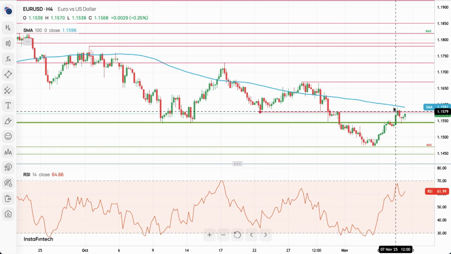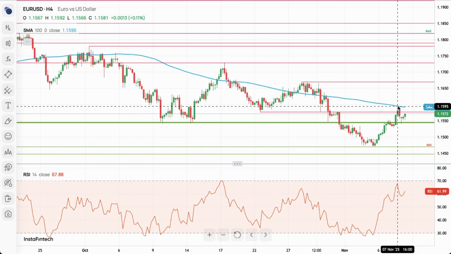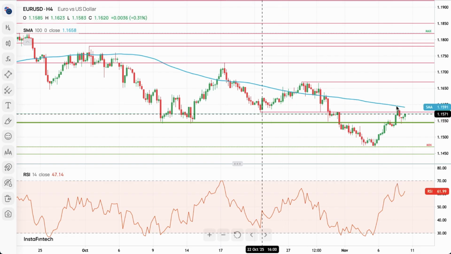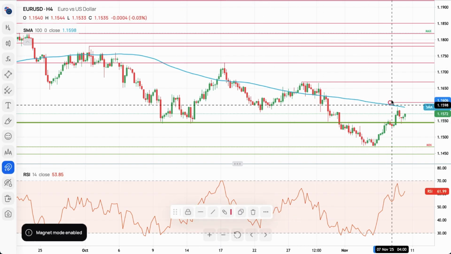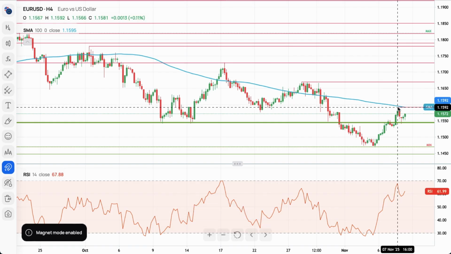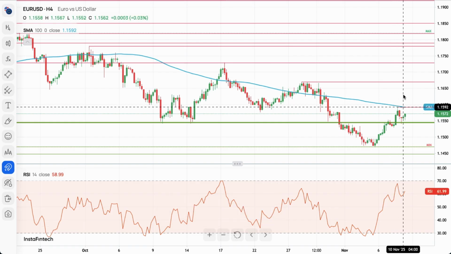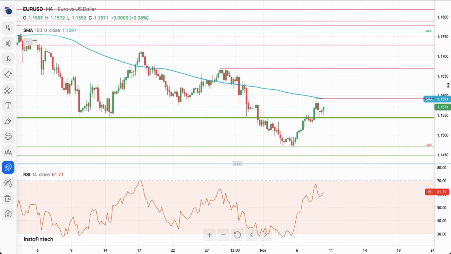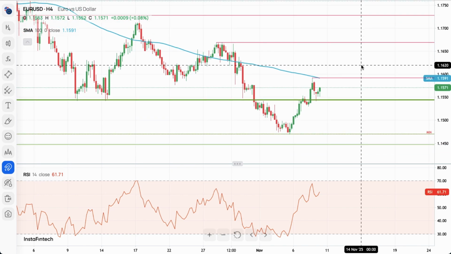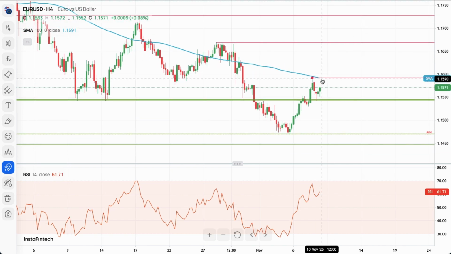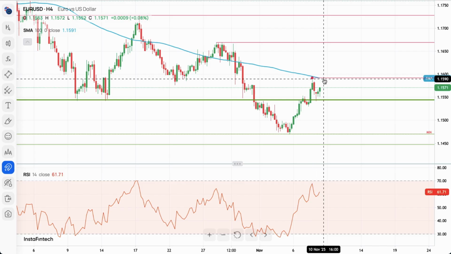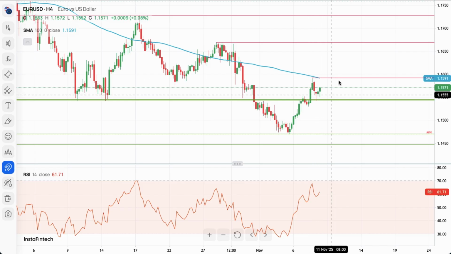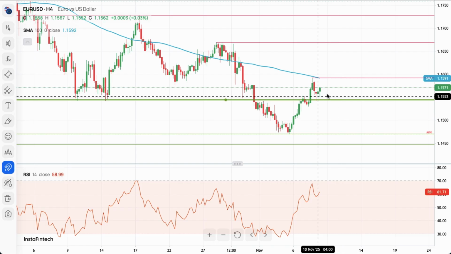1.1591, but the rally was capped just there, as you can see above this old technical resistance. So let me just change the local high for the technical resistance now. All right, so it looks like we got a pretty nice resistance made here, and the 100 periods moving average might be the reason for that.